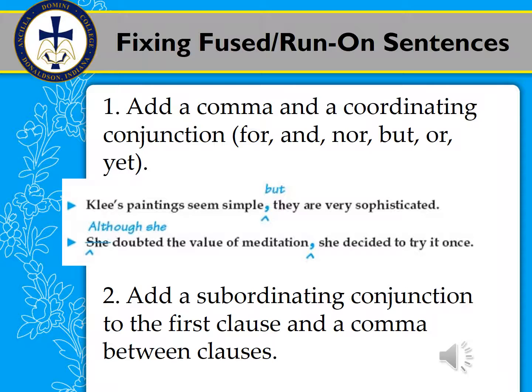Let's look at the second one. It started off with, she doubted the value of meditation. She decided to try it once. Here we have two actions happening. How do we fix this? We add one of those subordinating conjunctions. We looked at a whole list in an earlier presentation on sentences, and we can look at the word although. So we say, although she doubted the value of meditation, she decided to try it once. That's the second fix: adding a subordinating conjunction to the first clause and a comma between clauses.